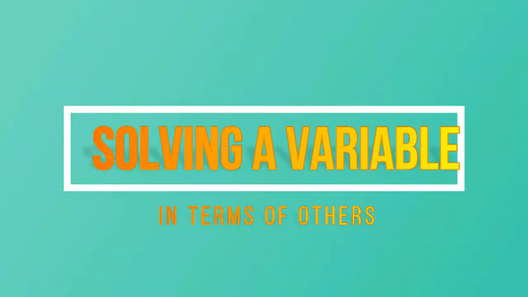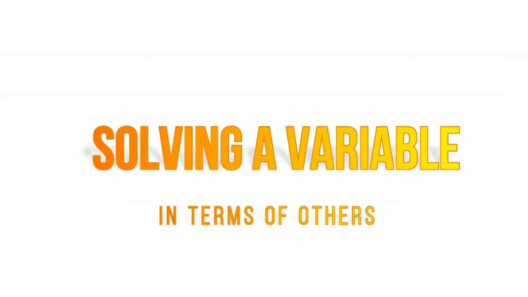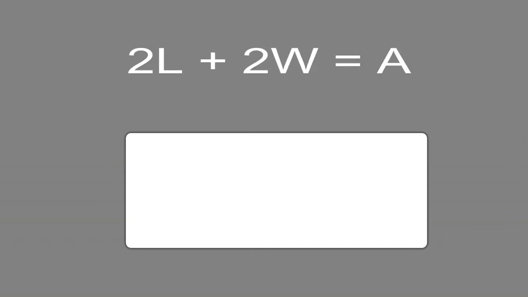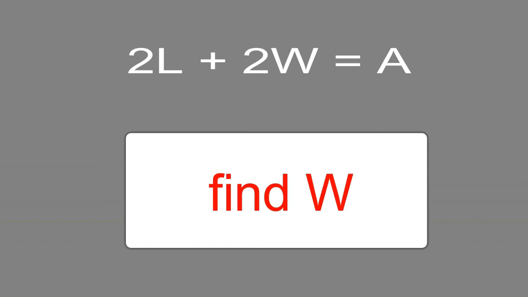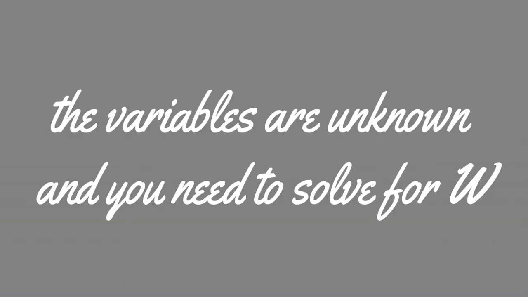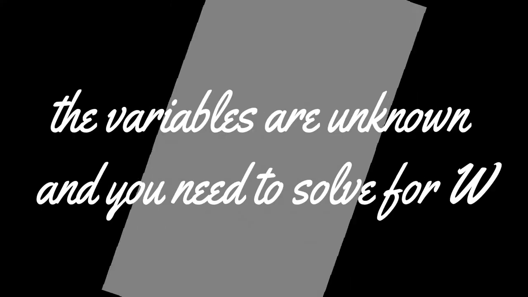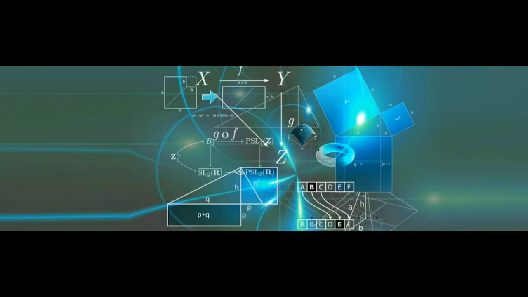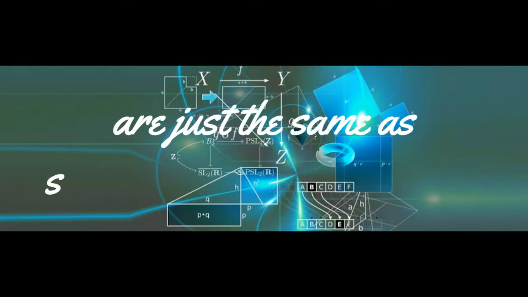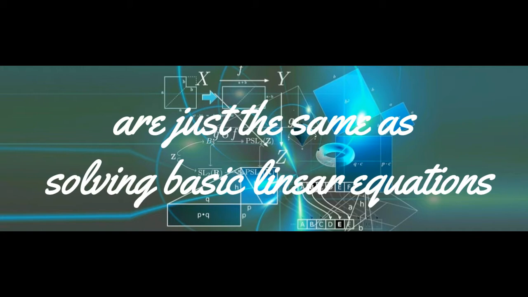The last type of equation that we will be tackling is solving variables in terms of others. For example, the formula for finding the perimeter of a rectangle can be expressed as 2L plus 2W is equal to A, and we need to find W. You'll notice that the variables are unknown and you need to solve for W. Don't be intimidated by the variables, since the methods we'll be using are just the same as solving basic linear equations.